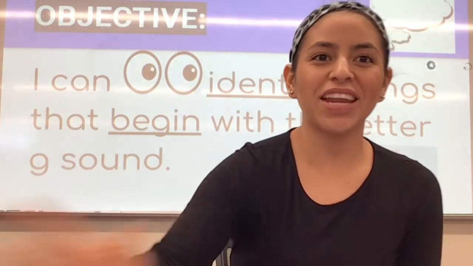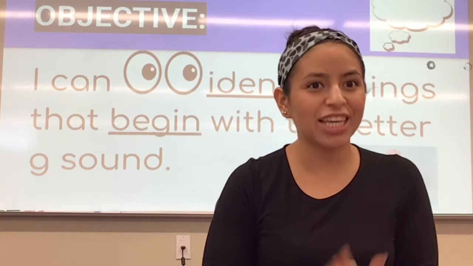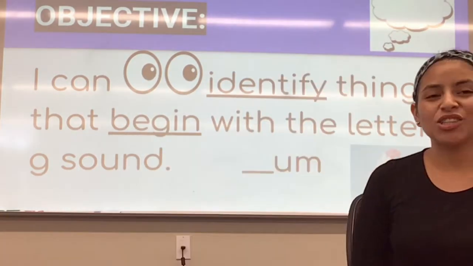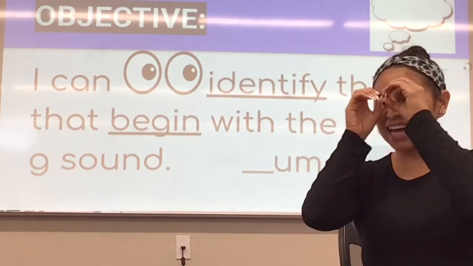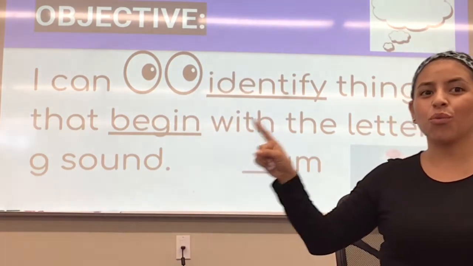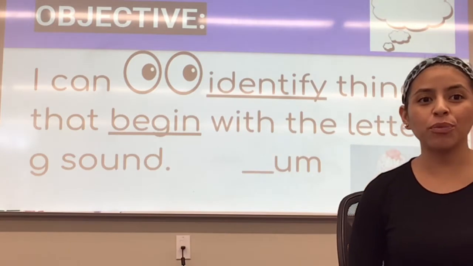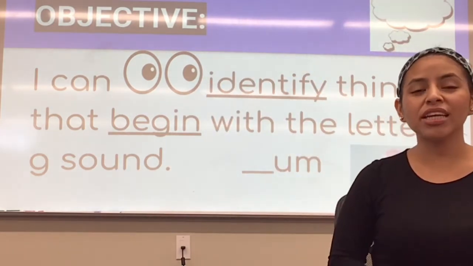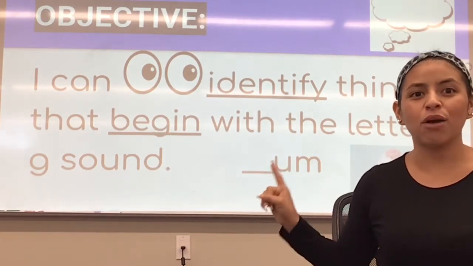So let's go ahead and begin by going over our objective. Remember, our objective is what we are going to learn. So go ahead and repeat your objective after me. I can identify things that begin with the letter G sound. So when we are identifying, we're using our eyes. And when we're looking for beginning sounds, we are looking at the first letter in that word.